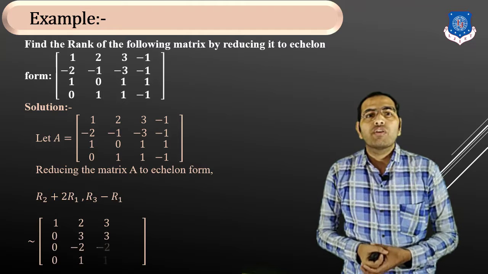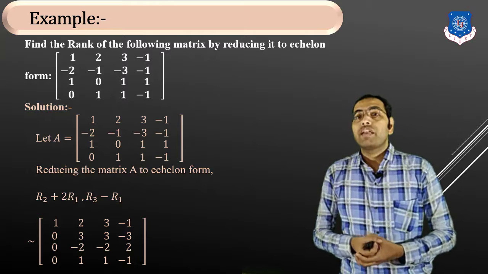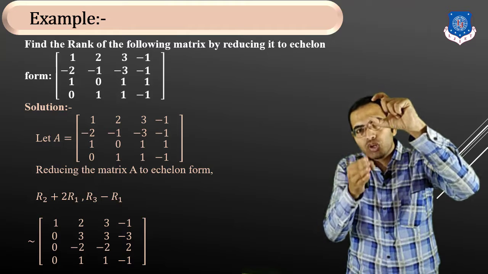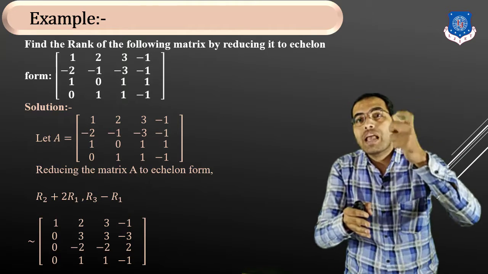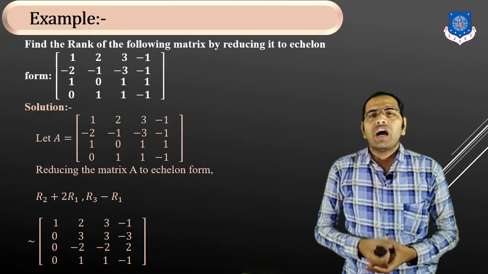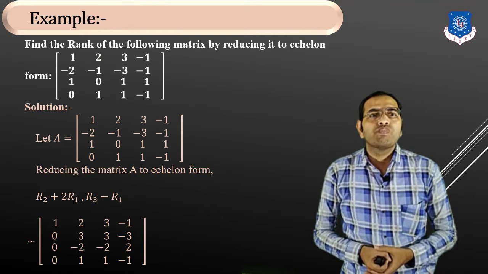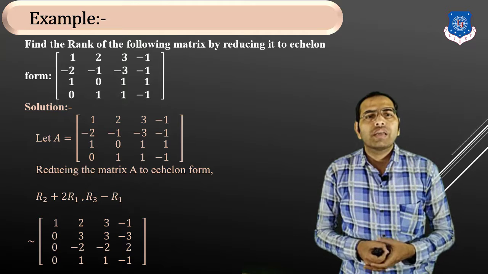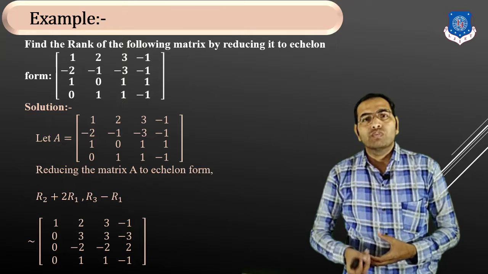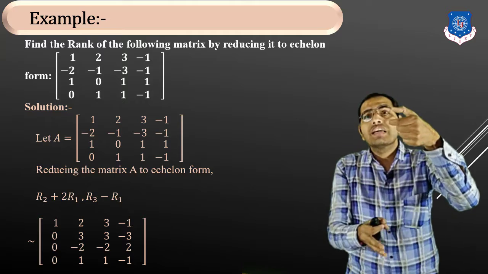that is 1. Now reducing the matrix A to the equivalent form with the help of row operations. With the help of the leading element, making the bottom entries of that particular column 0. Here applying the row operations R2 plus 2R1 and R3 minus R1, and that will give you 1, 2, 3, minus 1, 0, 3, 3, minus 3, 0, minus 2, minus 2, 2, 0, 1, 1, minus 1. Now, in the first column we have a leading element 1 and the bottom entries are 0.